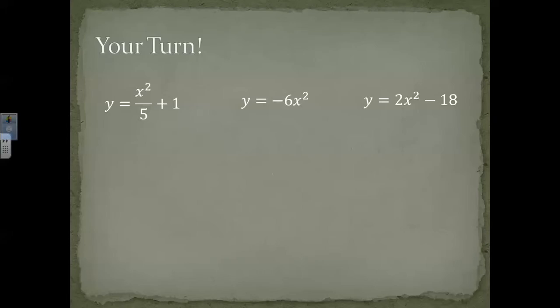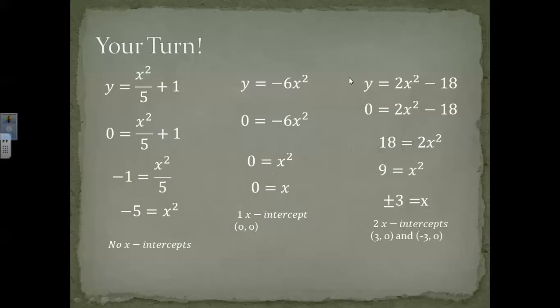What I've done is I went ahead and typed everything out, that way you could see the steps of the problem. On our first problem here, you can see that you plug 0 in, we subtract 1, we multiply by 5, and we get x squared equals negative 5. Now, if you try to take the square root of a negative on your calculator, or if you just recognize that that's not something we can do, we have no x-intercepts for this problem.